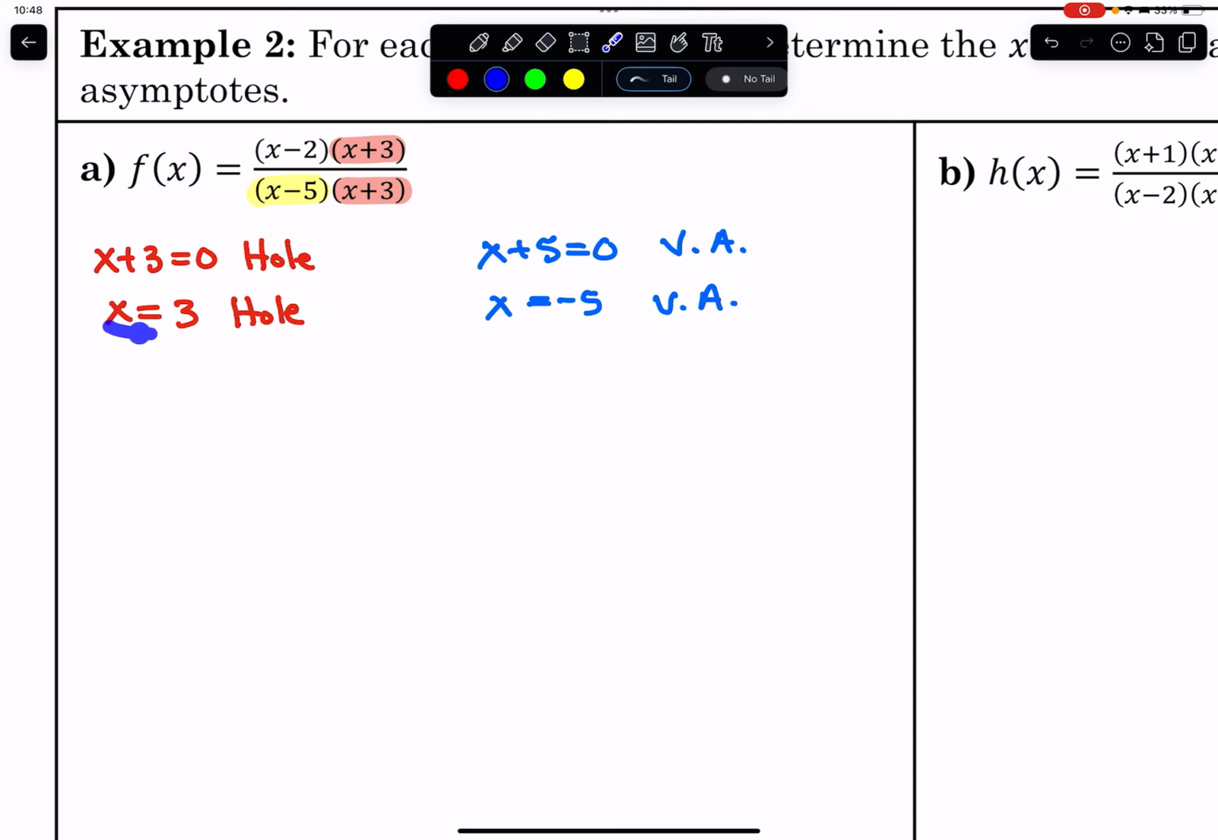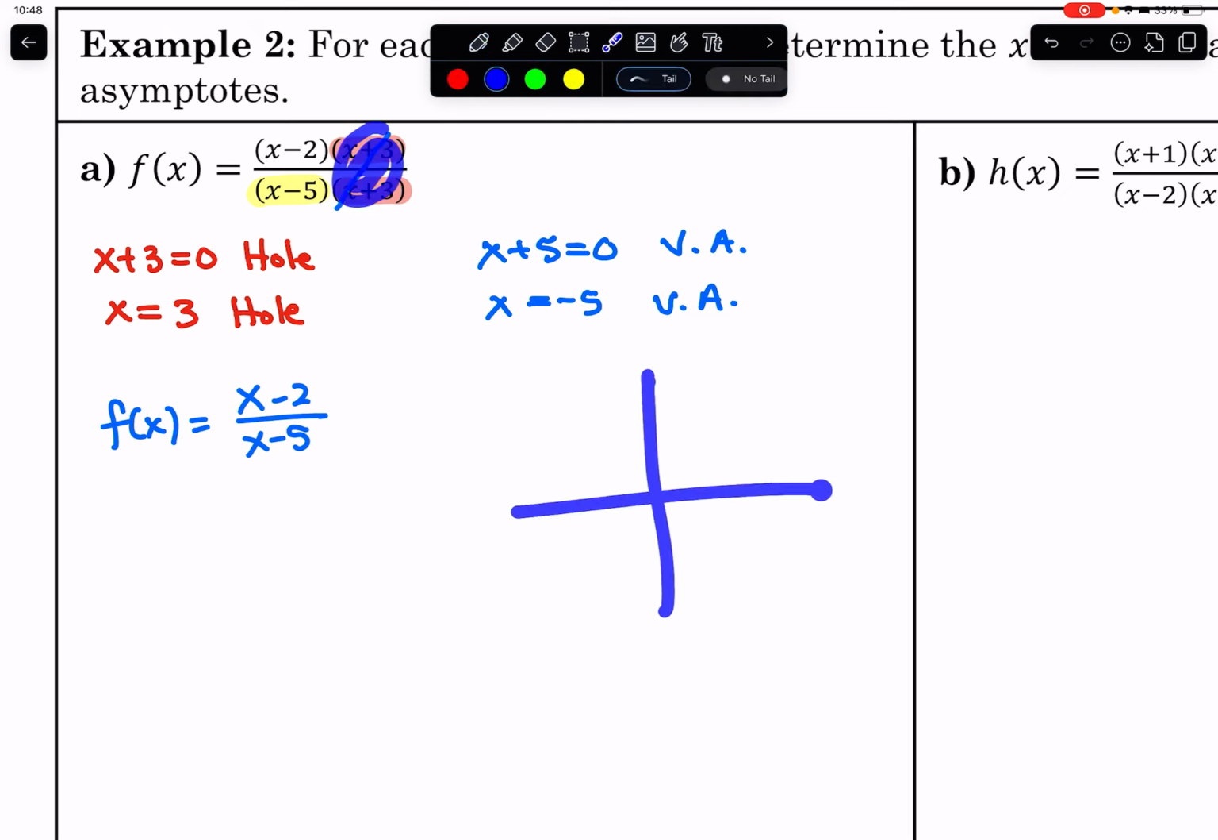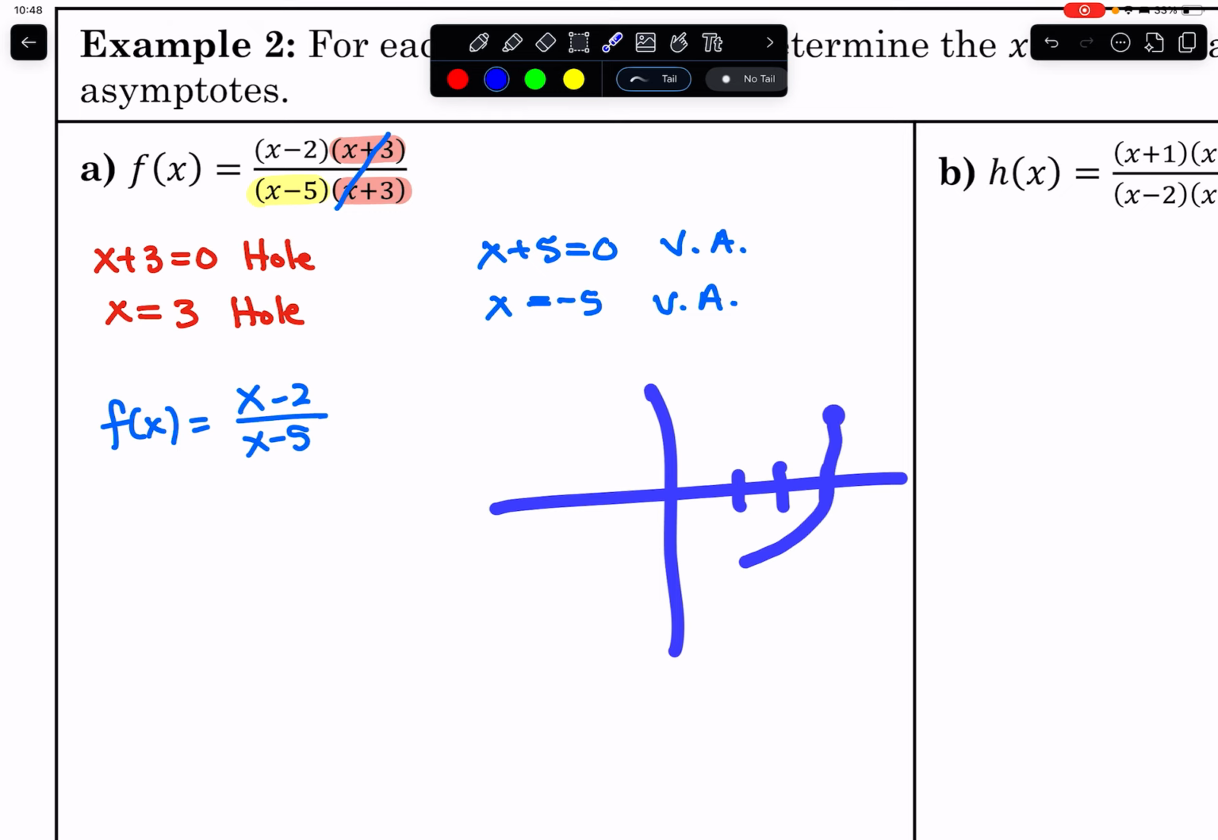What's going to happen as x approaches 3? Because it's a hole, all I have to do in order to fill a hole is to factor out the common factor. So instead of having f of x equal to x minus 2 and x plus 3, I'm going to now have f of x equal only to x minus 2 and x minus 5. By reducing out this common factor, I have filled in the hole in the graph that's occurring at x equals 3. Okay, I'm just going to fill in that hole at x equals 3, wherever that value is.